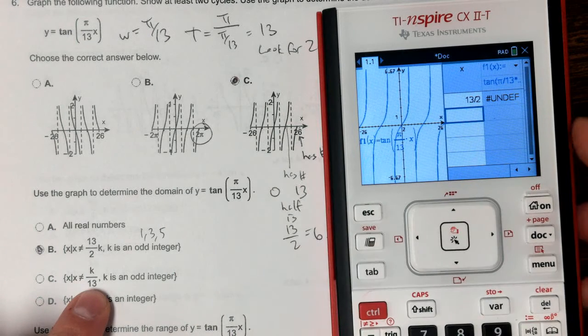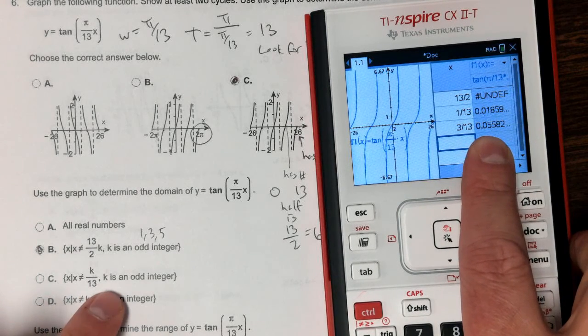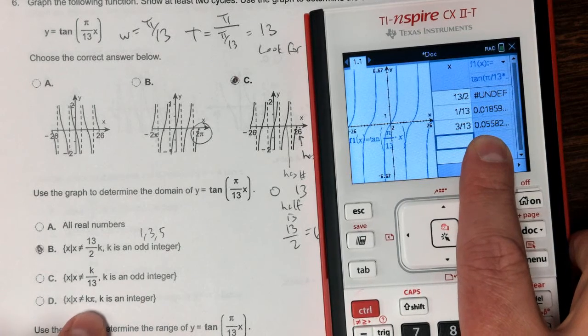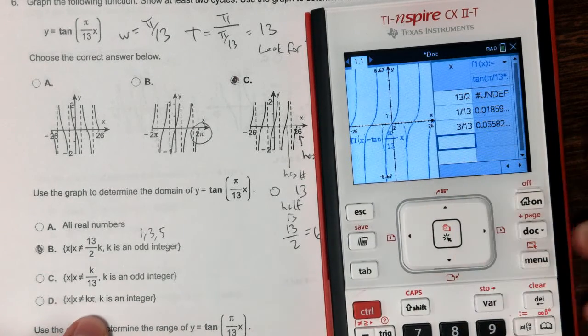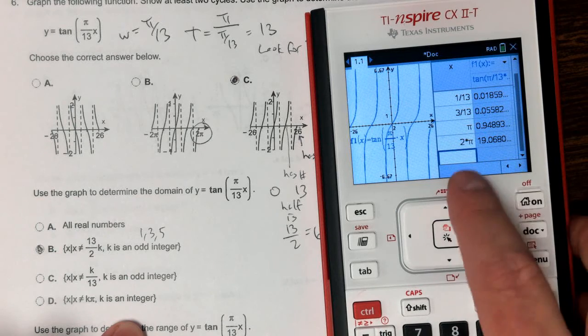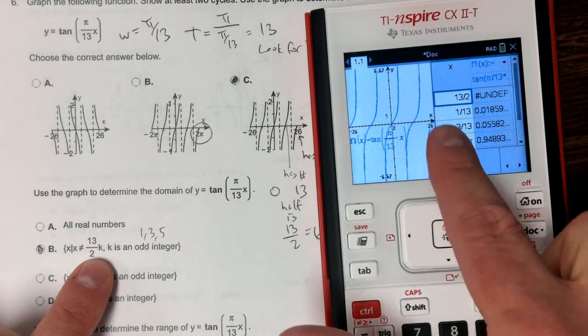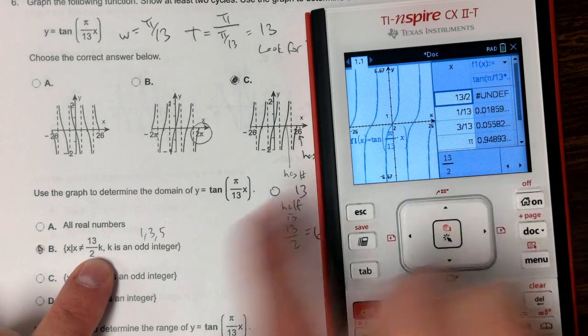If you did 1/13 or 3/13, because it's saying odd, then you get numbers, and so it's not that one. And on this one, it says k pi, so if you put pi, you get a number. If you put 2 pi, it's a number. So the main thing is I'm trying to show y'all that you can use your calculator to help you figure out this part.